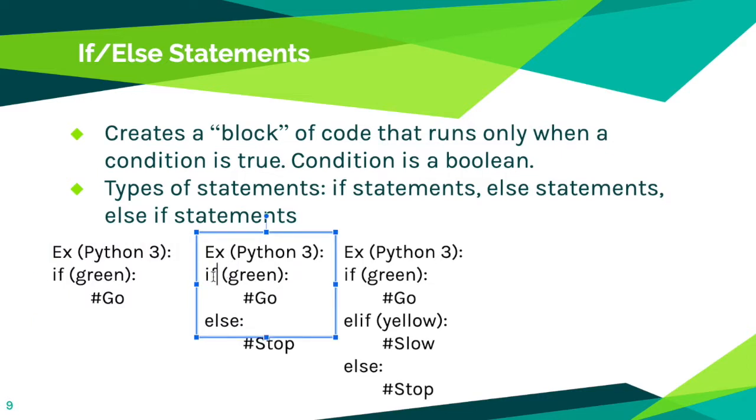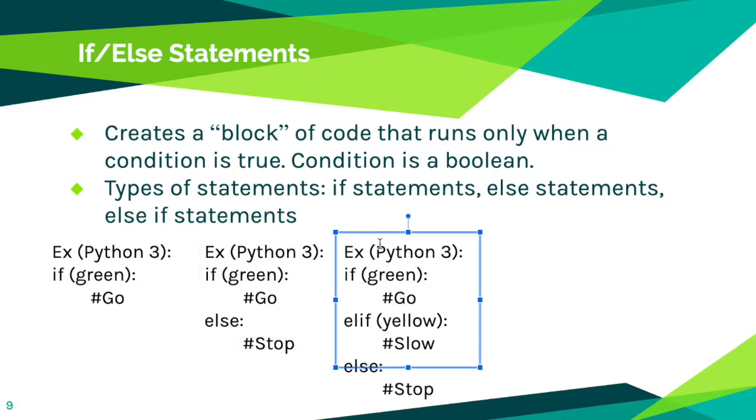So now we have an if and then an else statement. If green is true, you're going to go, and then you skip this else statement. But if green is false, you go to this else statement, and then execute whatever is in this else statement.